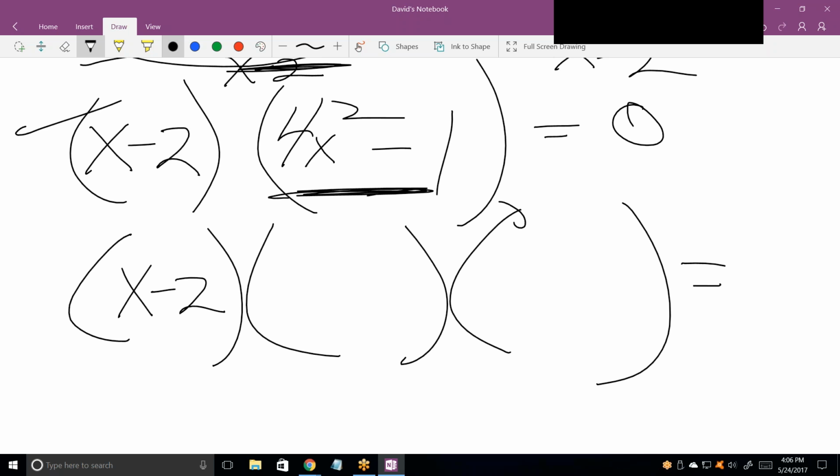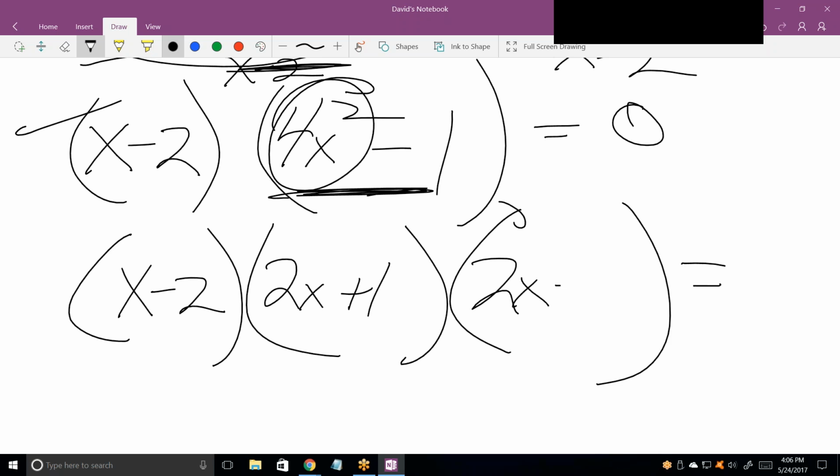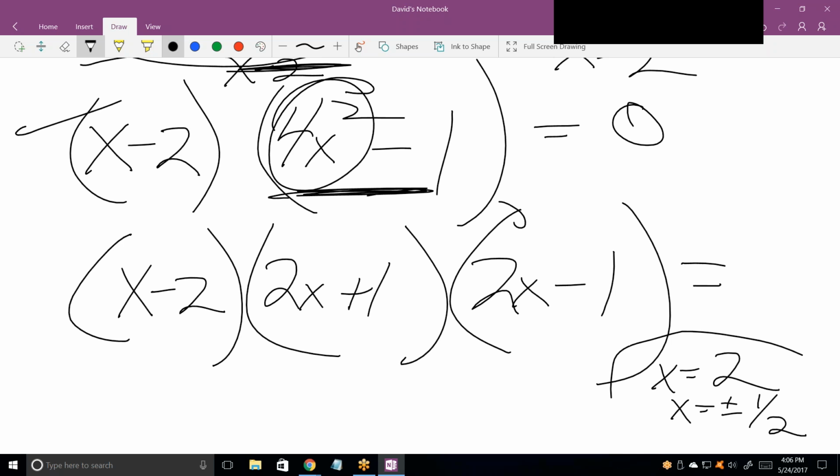Difference of perfect squares. Even though we have just learned that it doesn't require perfect squares, but certainly, if it is perfect squares, you can definitely use it. So how does that factor? What's the square root of that? It's going to be 2x plus 1 and 2x minus 1. And those are my three linear factors. And so x equals 2, or x equals plus or minus 1. And those are your three zeros.